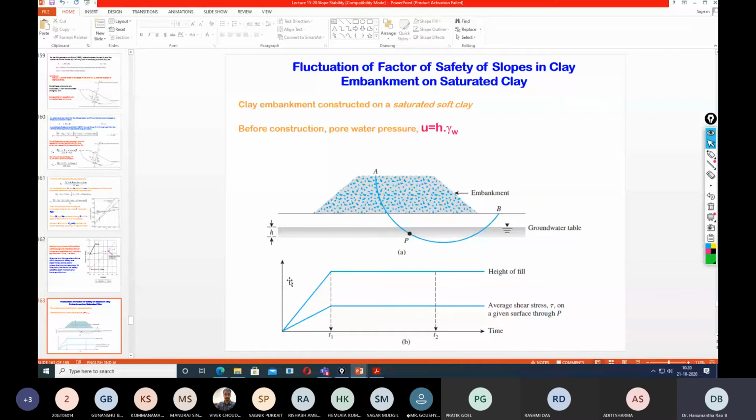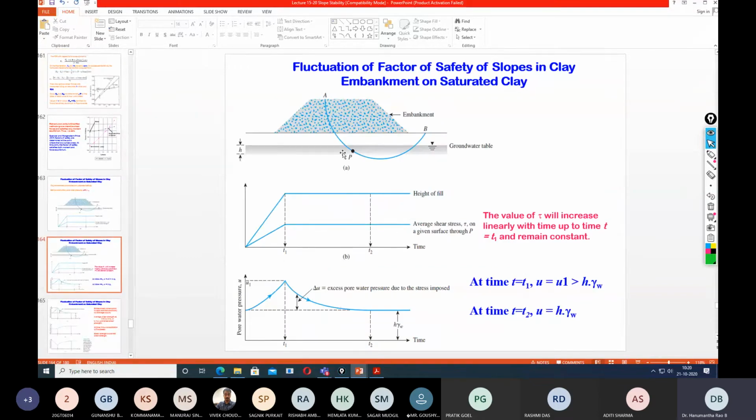Now suppose you take any point P beneath an embankment. Now the embankment cannot be built overnight, so it is a time-bound phenomenon. If you look at this diagram, this initial increase with time indicates how the progress of the embankment is taking place. At time T1, the construction of the embankment is over, and thereafter the load remains the same. The height remains the same, the load remains the same.